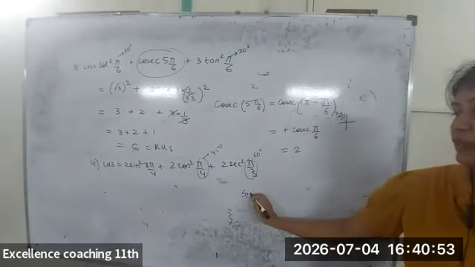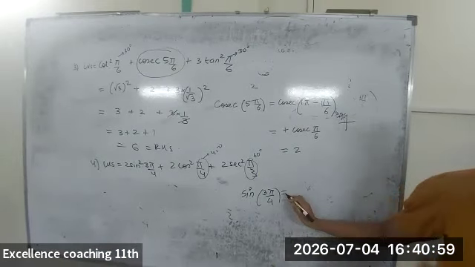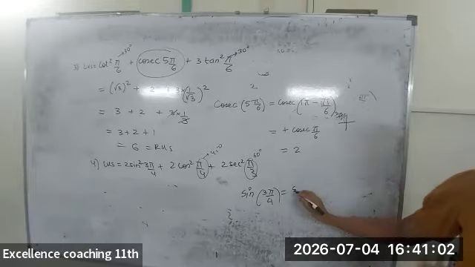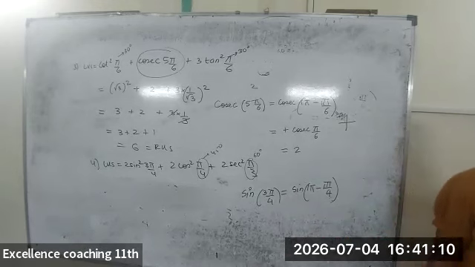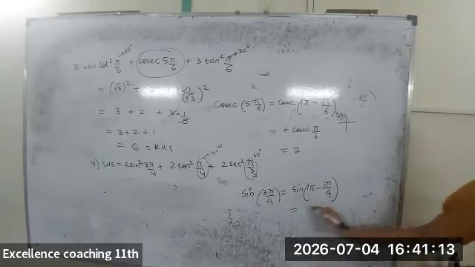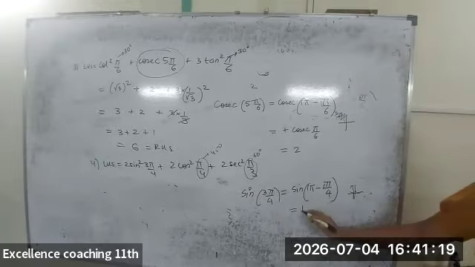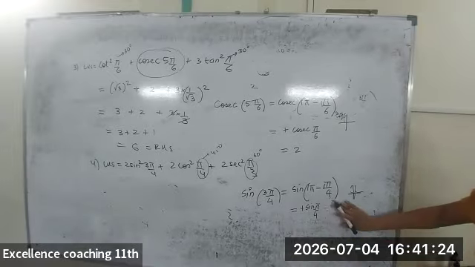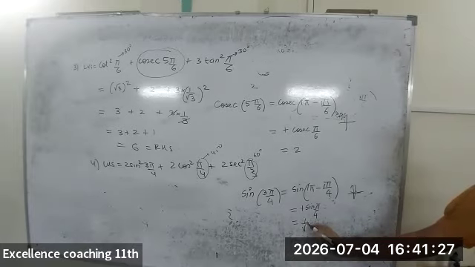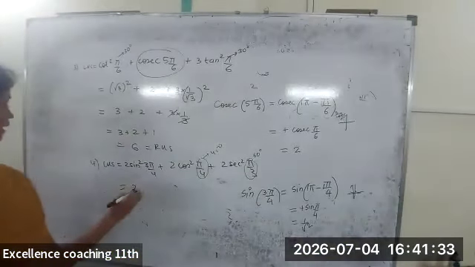Sine of 3 pi by 4. In the rough work, at the side, you can find what is sine of 3 pi by 4. Split the angle. 4 ones are 4, minus 1. Second quadrant, plus sign. 1 by root 2. And then put it in. This calculation part then you will get.